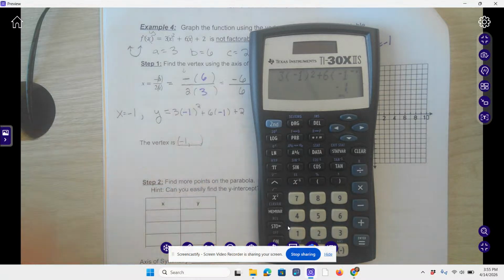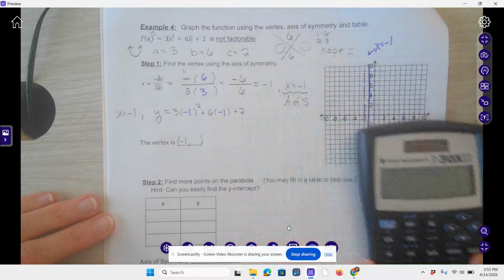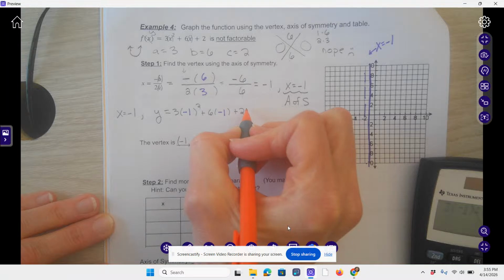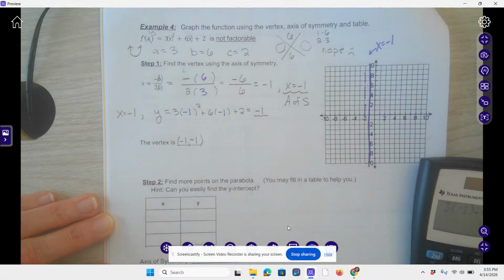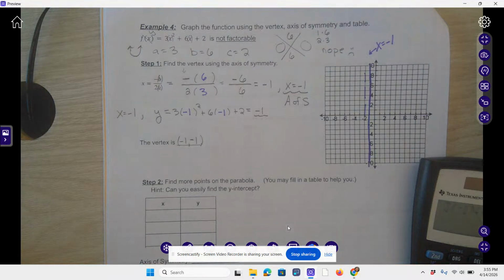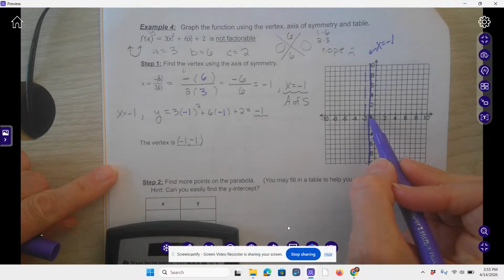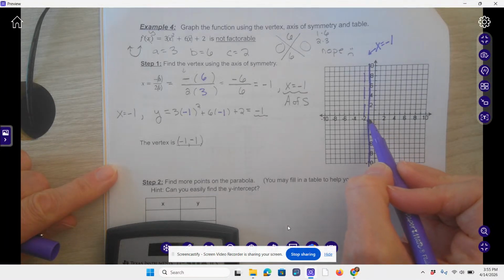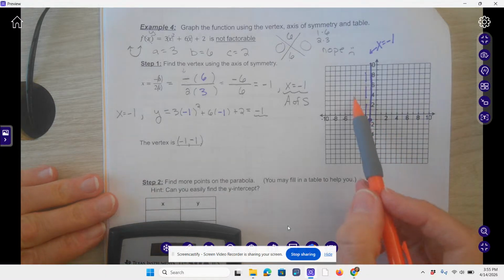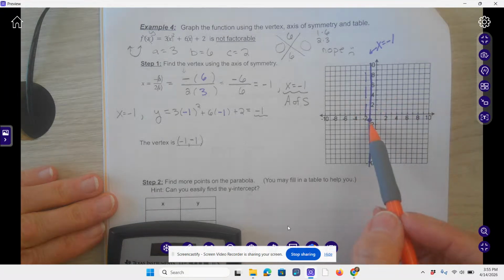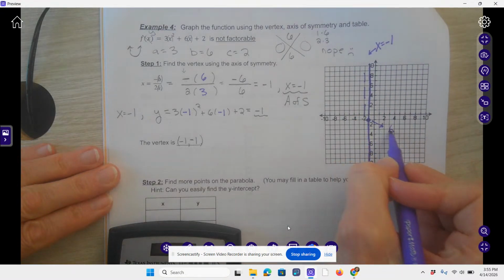And we get -1. Don't clear your calculator when you're doing these because we're going to use this same equation again. So I'm just going to set that aside. So when I put all that in, I get -1. So that means when x is -1, y is -1. So that is where our vertex is. So now go to your graph, go over -1 and down -1. There's my vertex. And I know this parabola is going to open up. So that point right there will be the bottom.